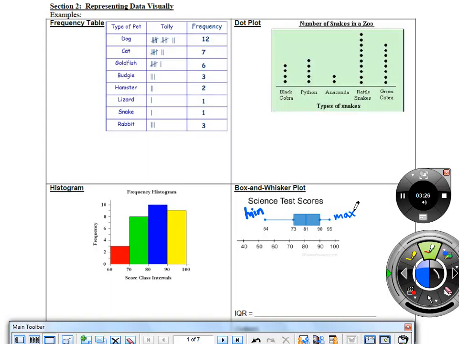Okay? And so this is the median, so the middle. Okay? And then they call this Q1 and Q3. You guys hear what Lauren said? What do those stand for?